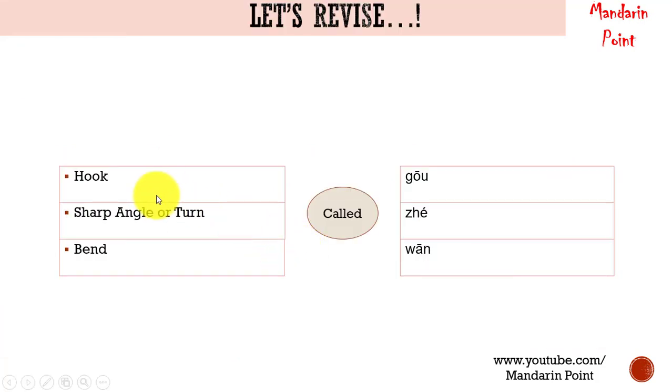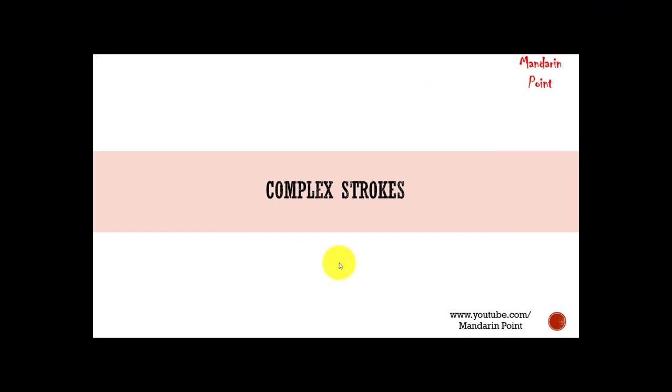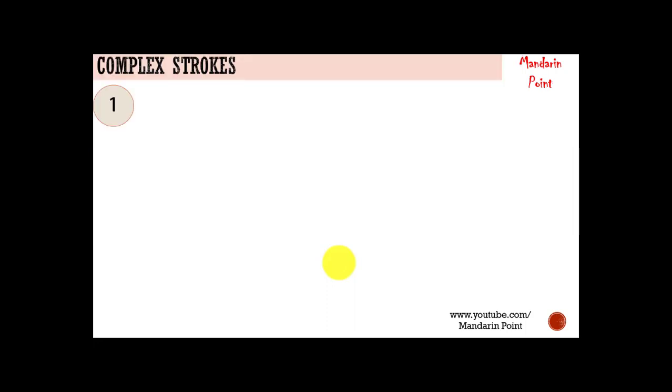So till now we are clear that if there is a hook we call it guo, and if there is a sharp angle or right turn we call it zhi, and if there is a bend or curve we call it wan. So now is the right time to start our today's lesson. I have named it complex strokes because these are relatively complex, but don't worry, we will study it in an optimized way.